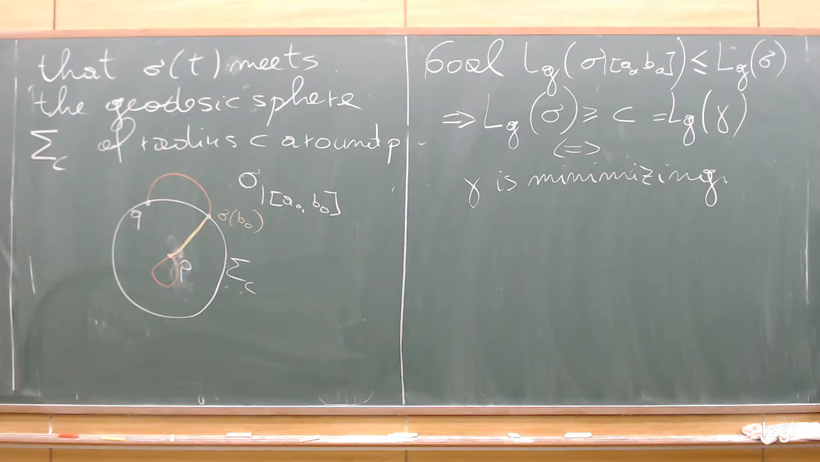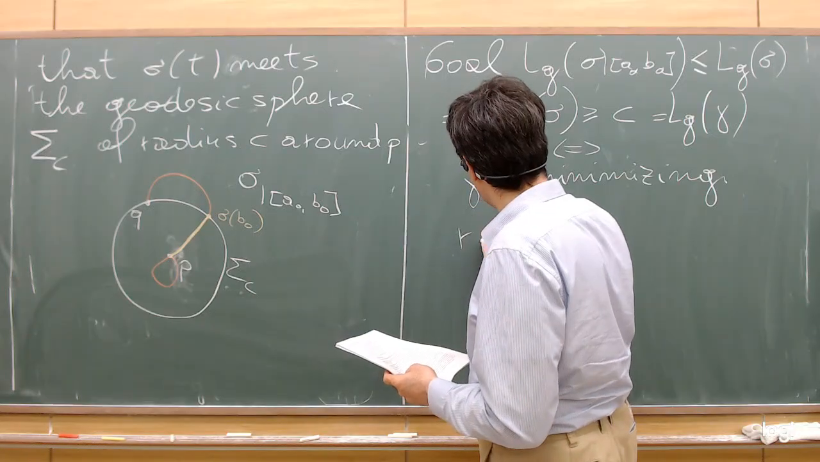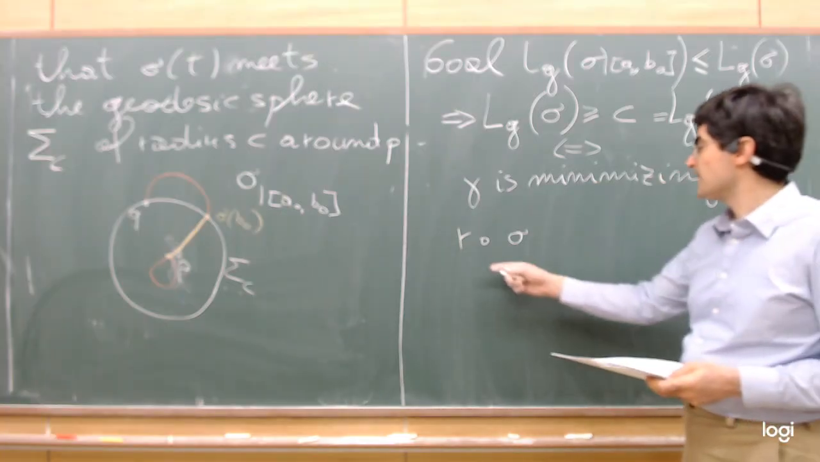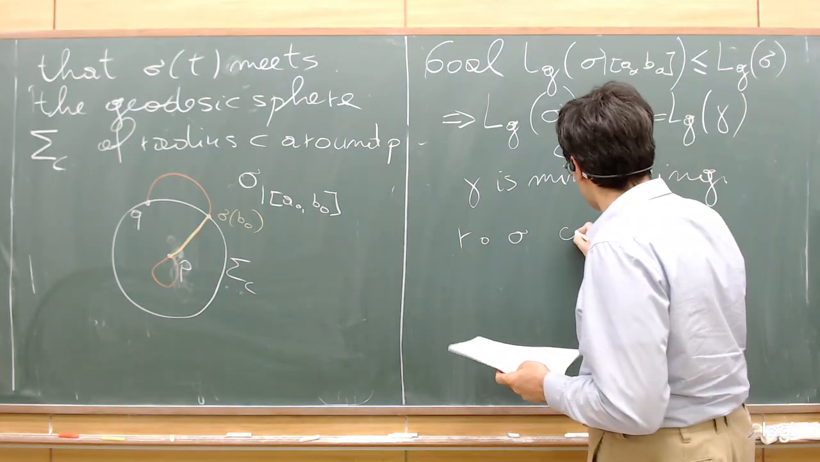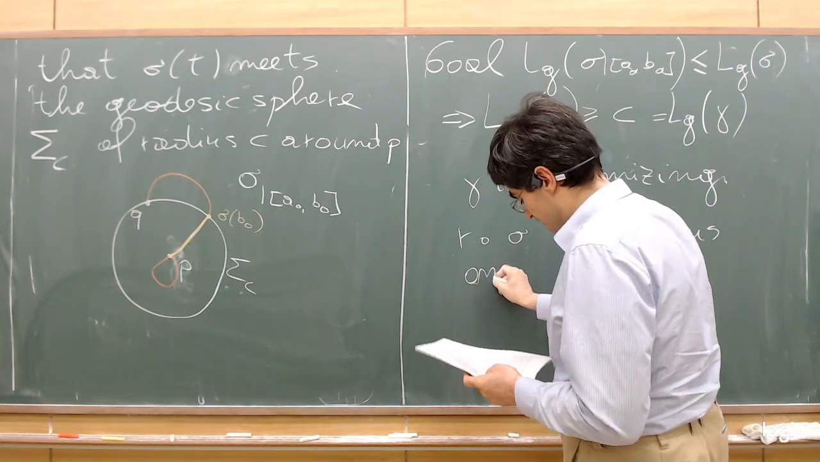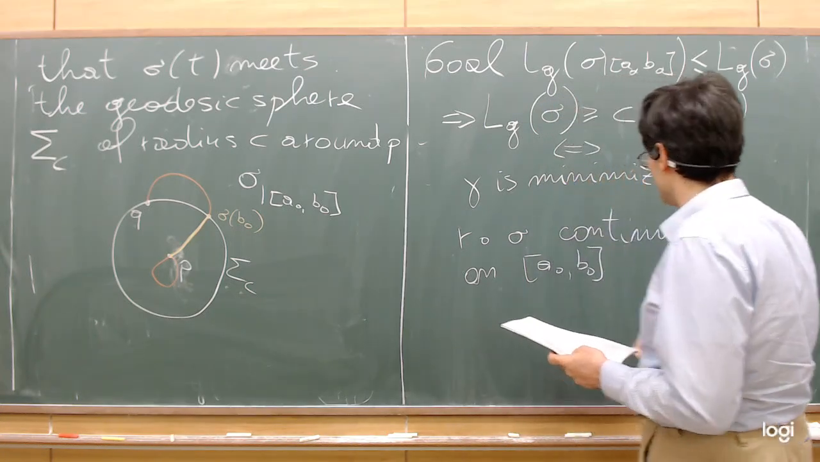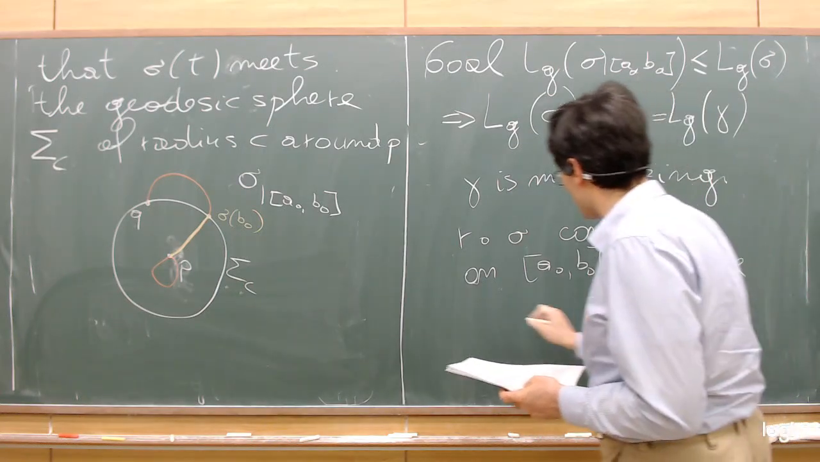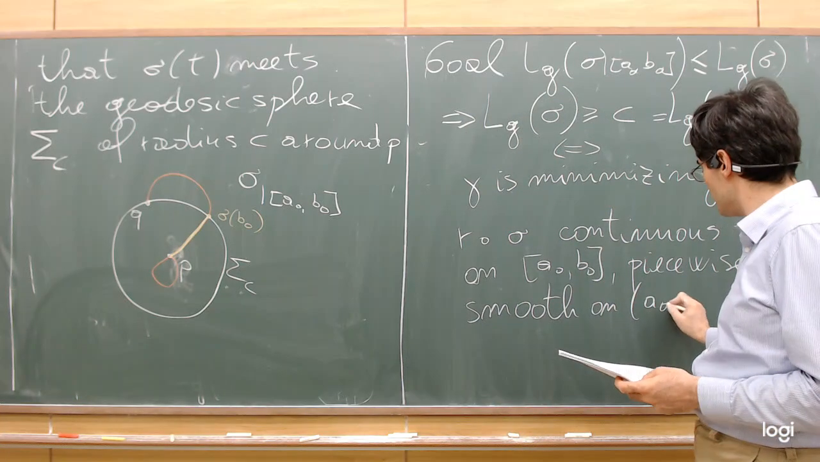So in order to prove this, we consider the function R composed with sigma. This is clearly at least continuous on A0, B0, and it is piecewise smooth on A0, B0.